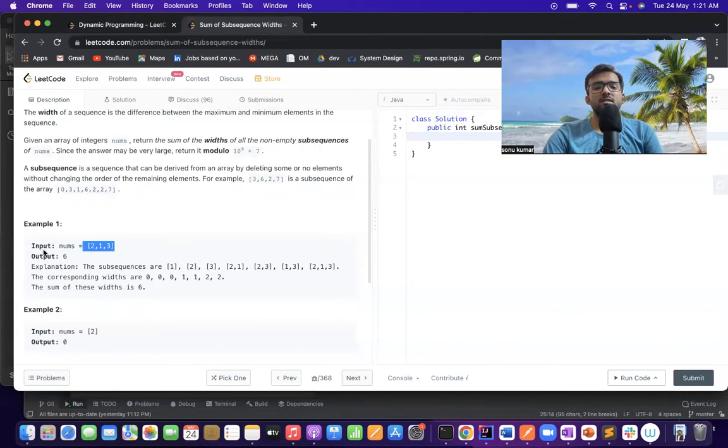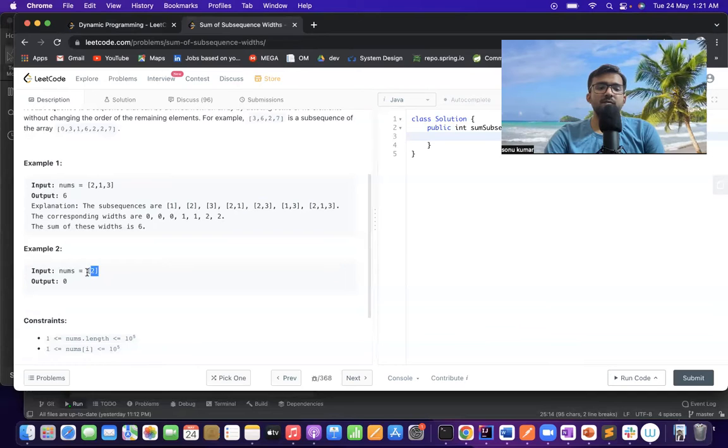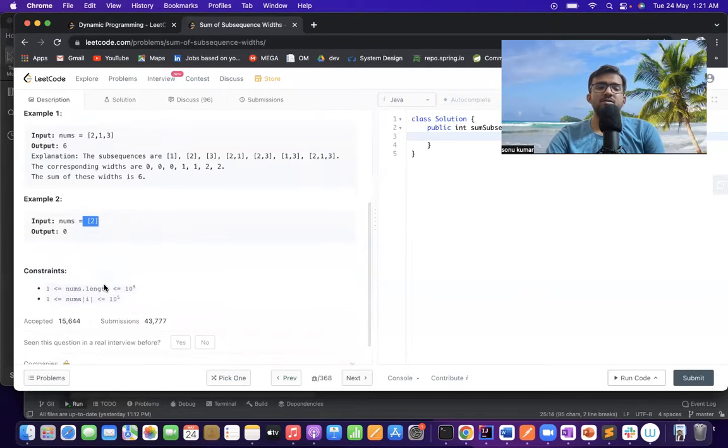So this is one example for this problem. Similarly for a single element, the difference will be 0 because 2 is the max and 2 is the min. So again here the difference will be 0.